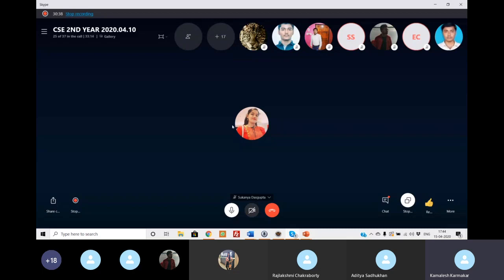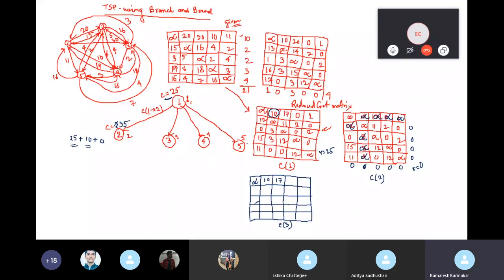Is there any query? So we are generating this one. C3 will be derived from C1 as the graph suggests. So C3 will be derived from C1 as we have derived C2 from C1.